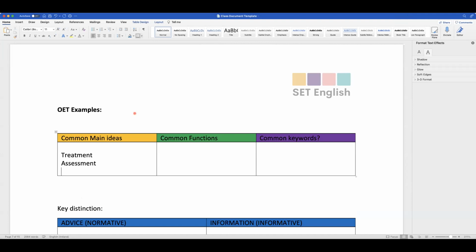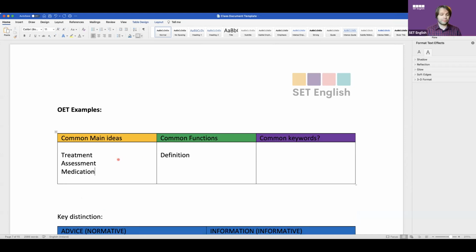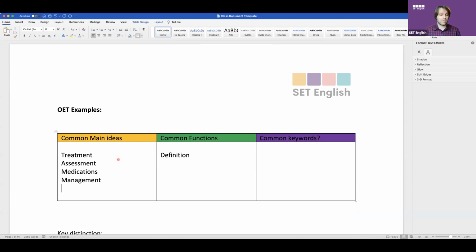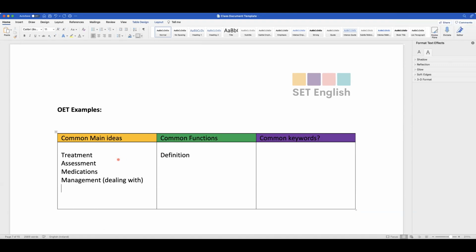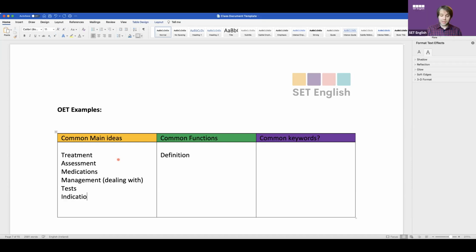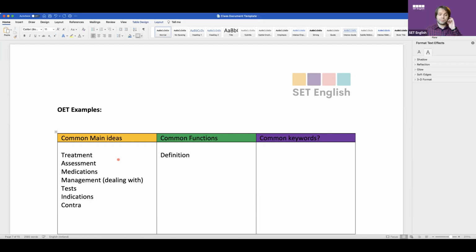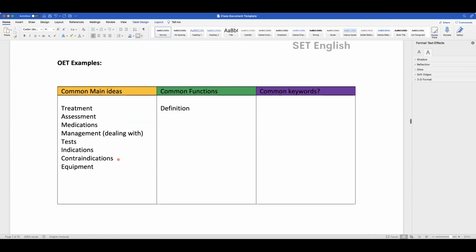Definition, that would be a function. I'll talk about that in a second. Medications. What else? Management. Treatment and management are almost the same. That's the same as dealing with, right? Indications and contraindications. Equipment, it might be about equipment. That's uncountable, so no S. Anything else, guys? Diagnosis. Might be about diagnosis, right? Risks.